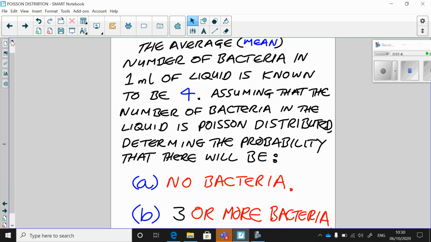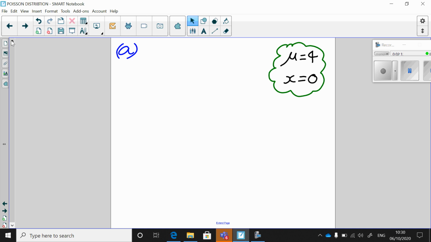Right, so the first one, A, no bacteria. No means 0, so this looks like an exactly question. And the second one, 3 or more. As soon as you have that or, you know there's going to be many calculations. So let's just tackle part A. The mean for both parts is going to be the same, it's going to be 4. And no bacteria means for us 0, so that's why I'm showing you x equals 0. Okay, an exactly question. Let's go for it.